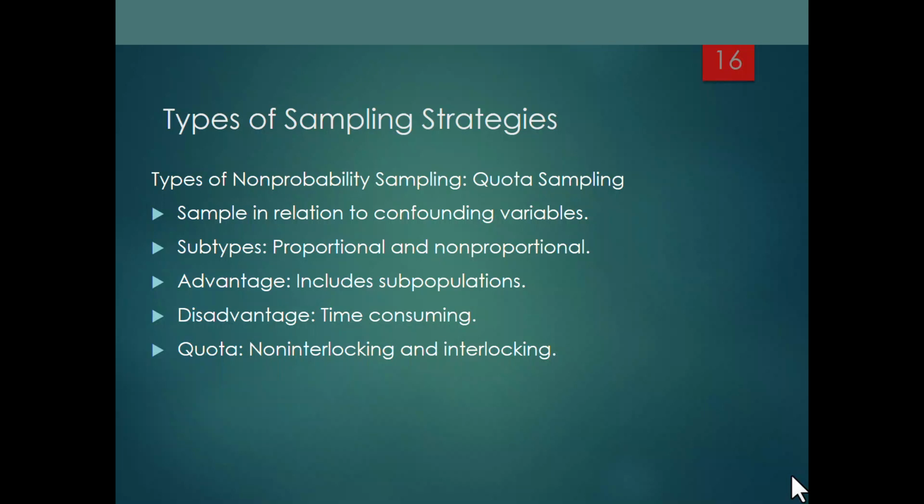The advantage of quota sampling is that it includes subpopulations in the sample. The disadvantage is that it is time consuming to create the sample. There's also non-interlocking quota and interlocking quota. With the non-interlocking quota, each quota is considered separately, and with the interlocking quota, the quotas are considered jointly.